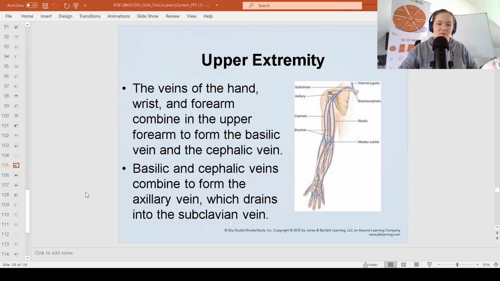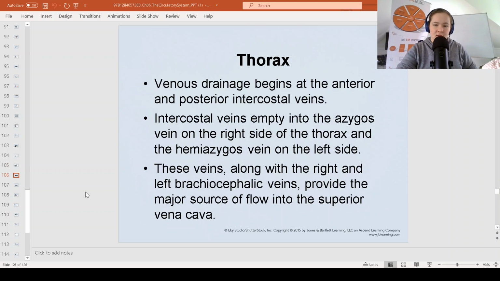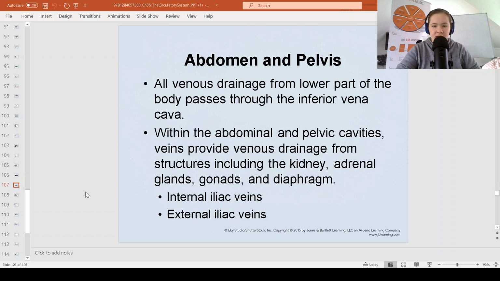The veins of the hand, wrist, and forearm combine in the upper forearm to form the basilic vein and the cephalic vein. The basilic and cephalic veins combine to form the axillary vein, which then drains into the subclavian vein. In the thorax, venous drainage begins at the anterior and posterior intercostal veins. The intercostal veins empty into the azygos vein on the right side of the thorax and the hemiazygos vein on the left side. These veins, along with the brachiocephalic veins, provide the major source of flow into the superior vena cava.